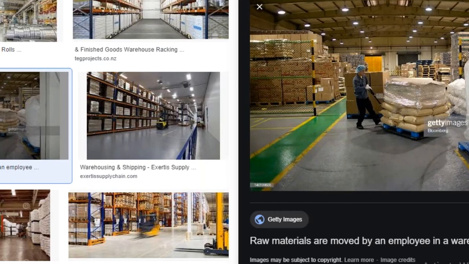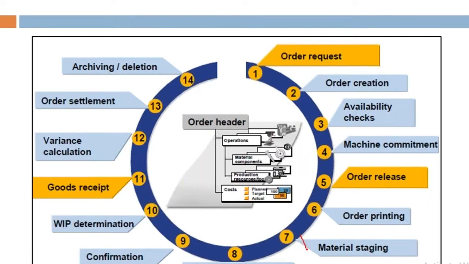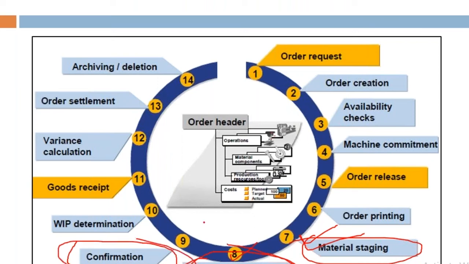Then when the production people ask for the materials, the warehouse person will issue those raw materials to the production. So that is called material staging. In SAP they call it goods issue. How to do this goods issue? What are the different methods of goods issue? How to do it manually, how to do it automatically, how to do collective goods issue. All those things we will discuss.